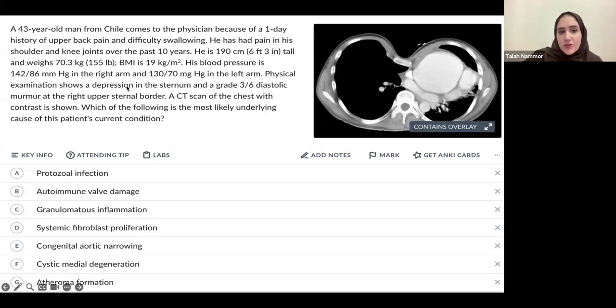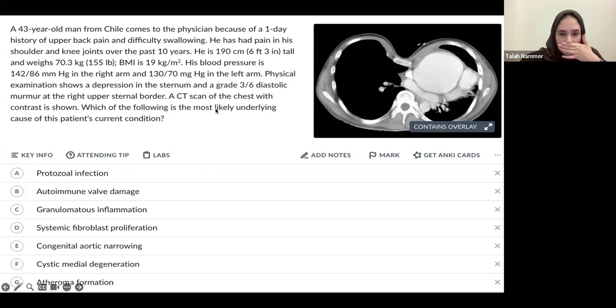Physical examination will show a depression in the sternum, and you guys can see it in here, and a grade 3 out of 6 diastolic murmur at the right upper sternal border. A CT scan of the chest with contrast is shown. So before we go into the CT, what do you guys think are the most important keywords in the question that can guide us into whatever the diagnosis is?